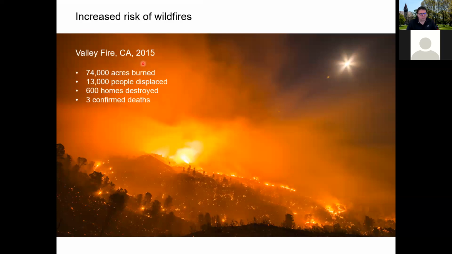So this is the perspective of the 2015 one. They're still collecting data on the ones from this year, but these you've seen in the news pretty regularly throughout the last several years. These can burn immense amounts of area. 75,000 acres is not at all the biggest fire we've had at this point. It displaced 13,000 people and consumed over 600 homes in this particular example, and amazingly only 3 tragic deaths.